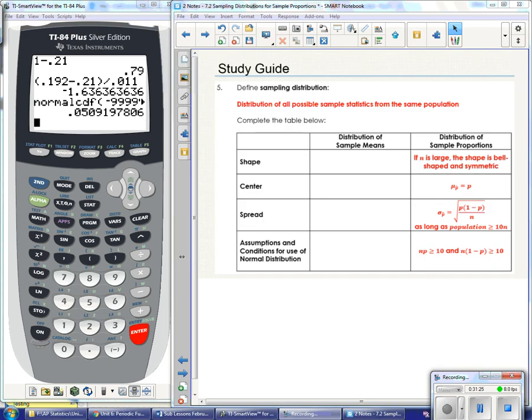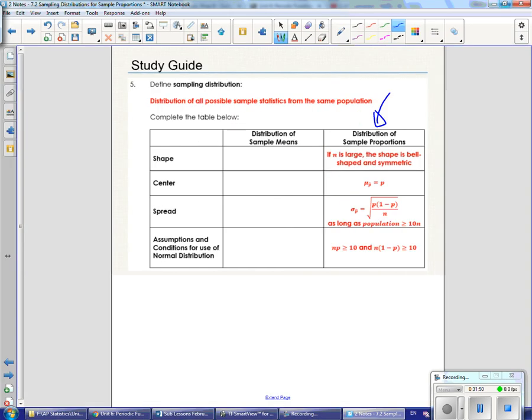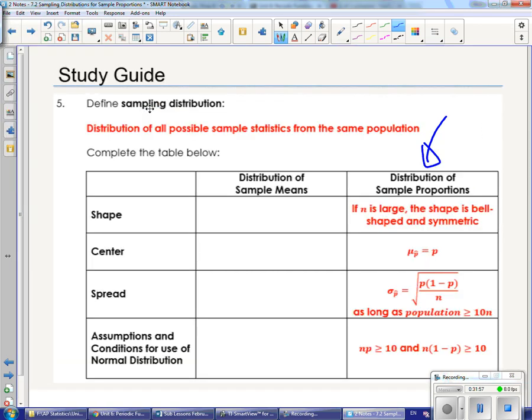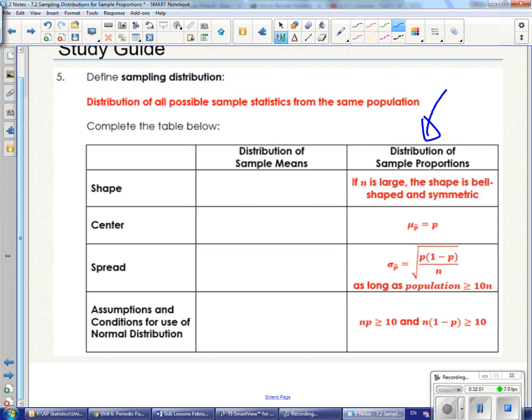It's like one last thing. On your study guide at this point, you should have that last column of the table completed, where it talks about the distribution of sample means, the shape. If n is large, the shape should be bell-shaped and symmetric. In terms of the center, the mean of your sampling distribution is going to be the population proportion. And actually, let me make this bigger for you so you can see. Okay, maybe you can see that a little bit better.